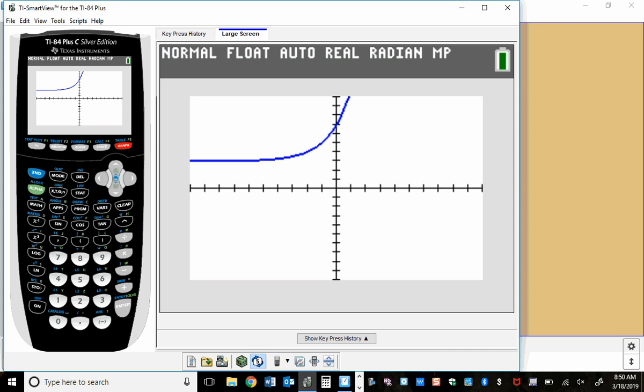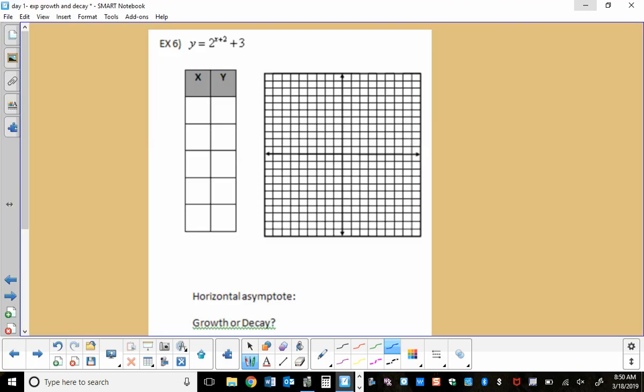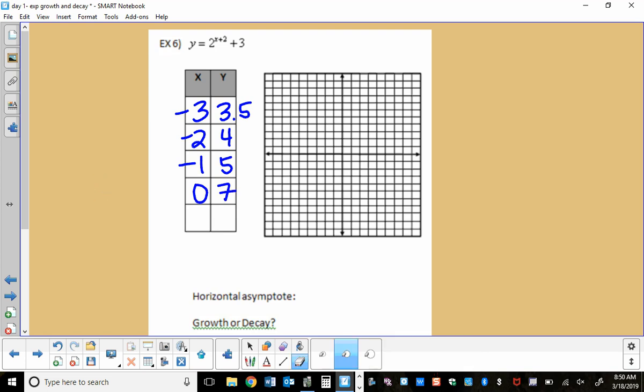Okay, if your graph looks like mine, go to your table. I'm going to write down some points. I did -3 and 3.5, -2 and 4, -1 and 5, 0 and 7. You can write 1 if you'd like, you don't have to.